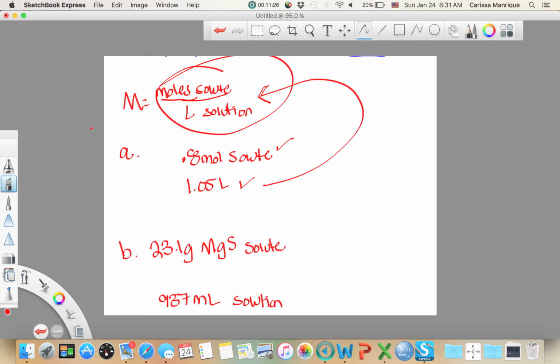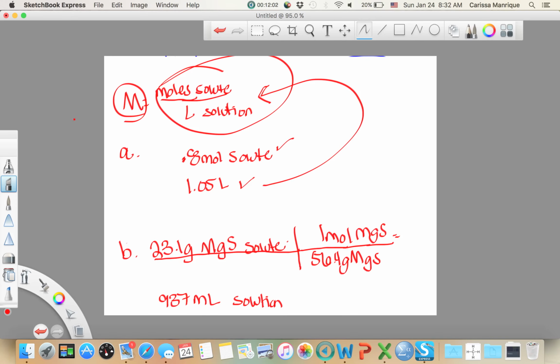Okay, and so we need this solute to be in moles, not grams. So this is just a gram to mole calculation I need to do here, just so I can put it in the correct units for my formula. Okay, so 23.1 grams of magnesium sulfide. So if I add up magnesium sulfide on the periodic table to get the molecular weight, you're going to get 56.4. Let me know if you can't figure that one out. I can email you and show you. Okay, per 1 mole.